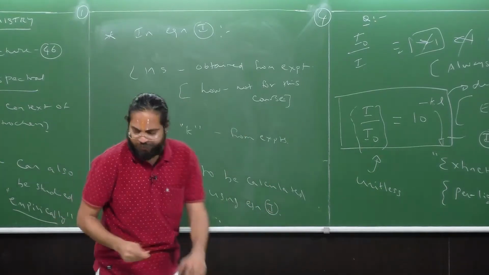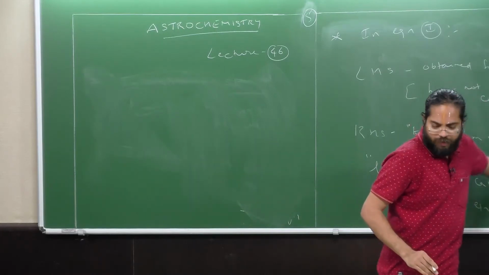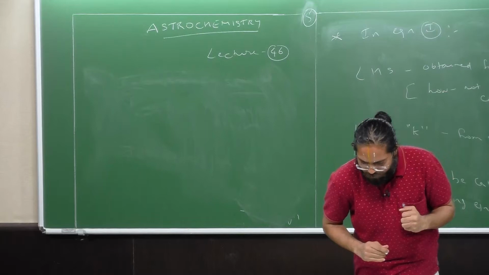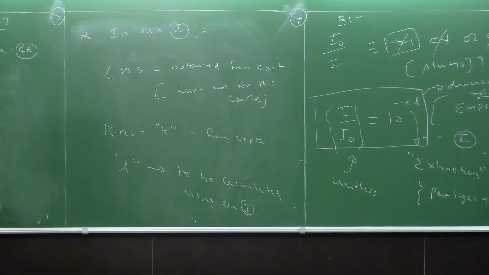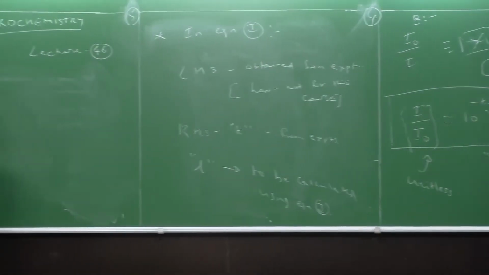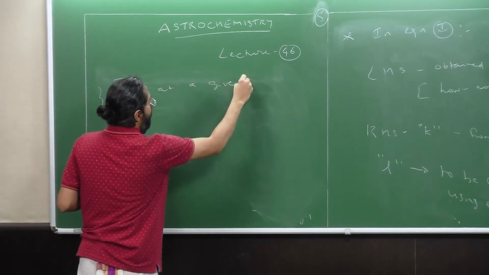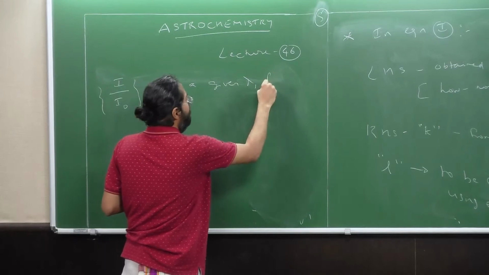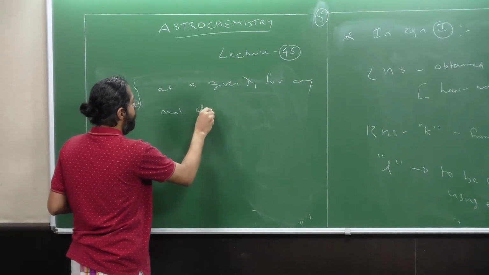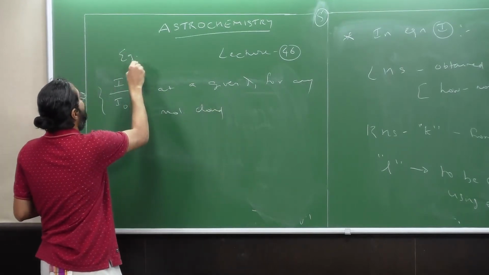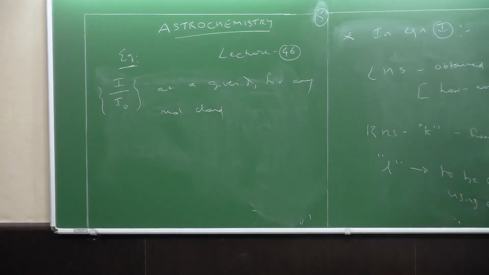Let us look at an example of it. I'll delete this page now. So now that we have seen this expression I, I'll give you a specific example. Let's say that your I by I naught value at a given lambda, for any molecular cloud. By the way, this is an example to illustrate how this formula is used to calculate the dimensions of the molecular cloud.